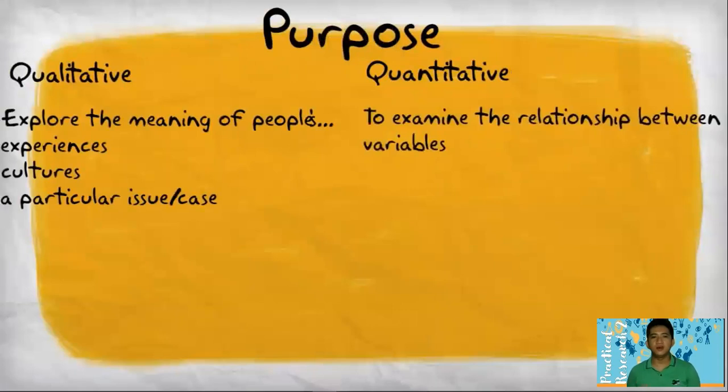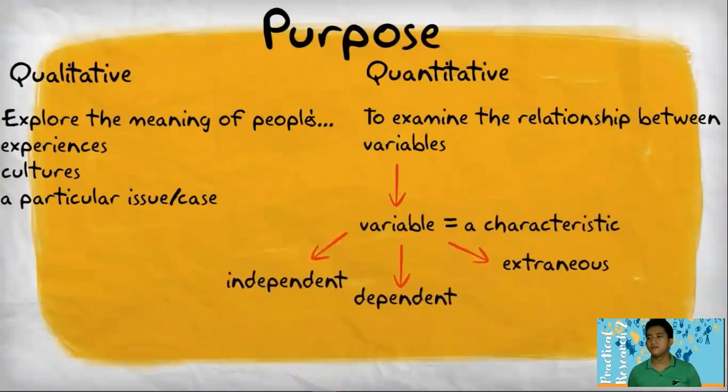Let's define a variable. A variable is a characteristic. We'll talk more about this in just a second. But for this class, we're going to learn about three kinds of variables: independent, dependent, and extraneous. Independent variables are variables or characteristics that are manipulated by the researcher.